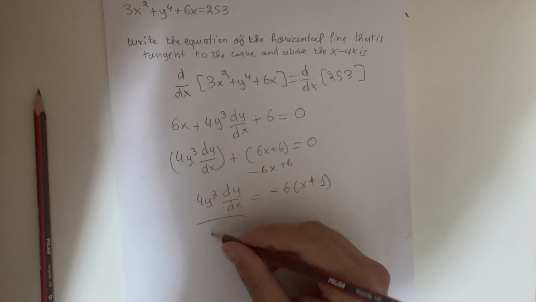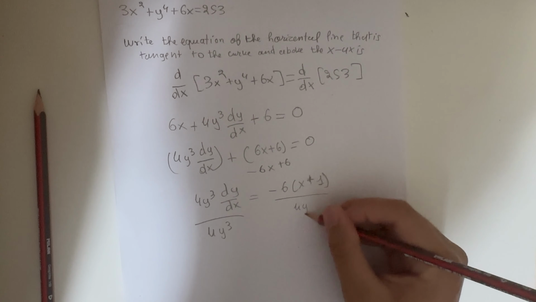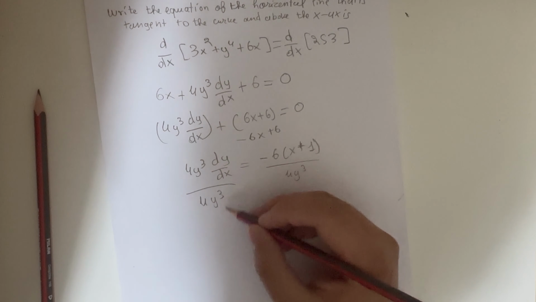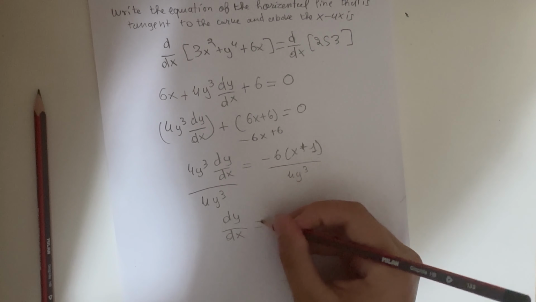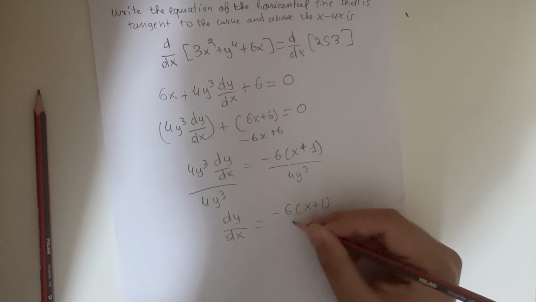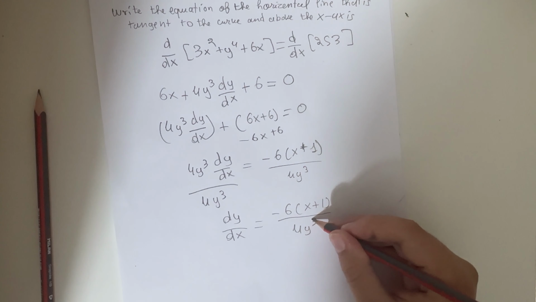And we're going to go ahead and divide both sides by 4y cubed. And so our implicit differentiation gives us that the derivative of y with respect to x is simply negative 6 times x plus 1, all of this over 4y cubed.